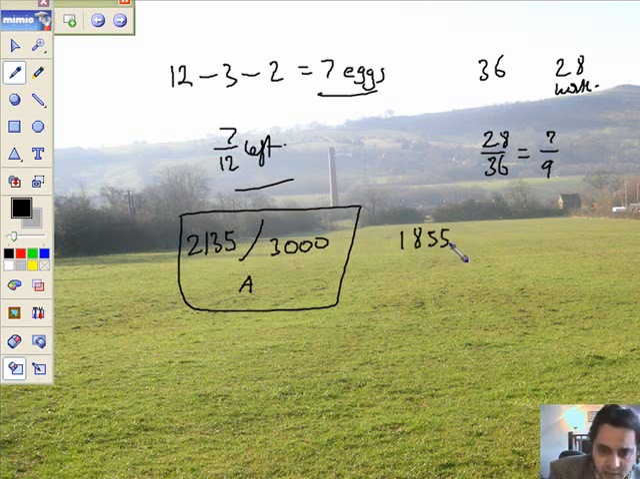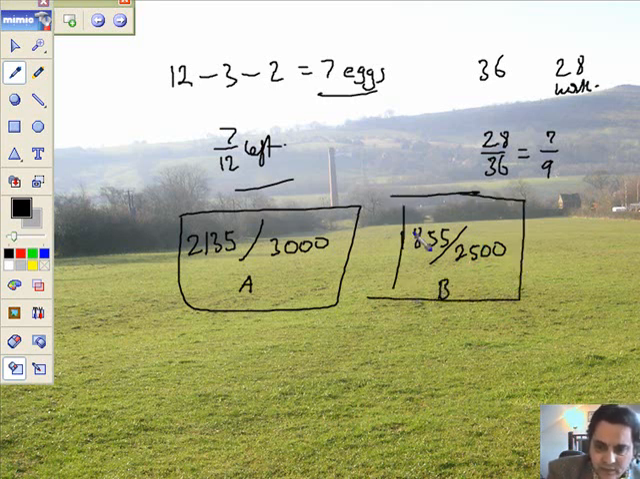1855 out of 2,500 patients took drug B and they got better. Right. Oops, I rubbed out the 1. There you go. Which drug appears to be the more effective? Well, you can't tell by looking at those fractions, but if we change them to percentage, we can see what percentage of patients perform better under the drugs, or rather which drug performed better with its patients.